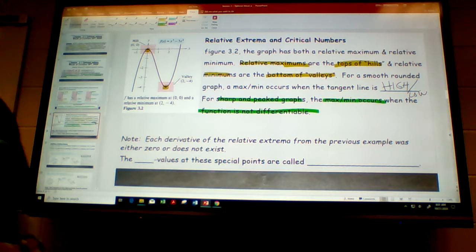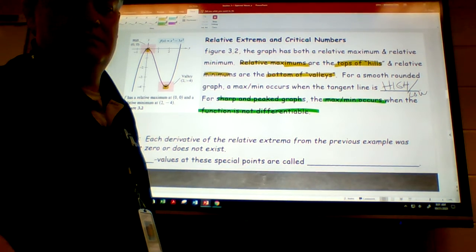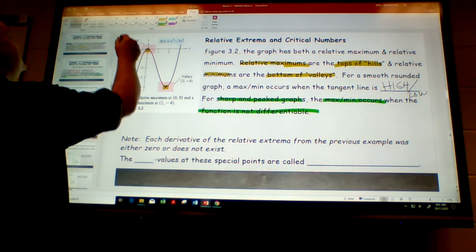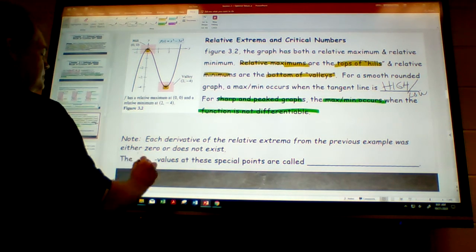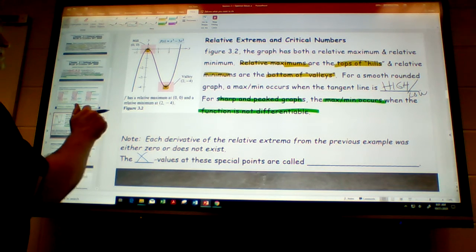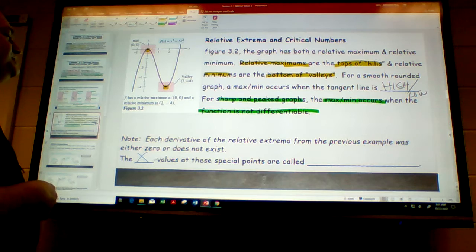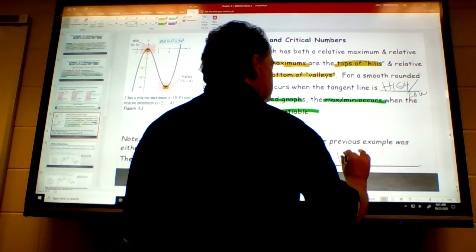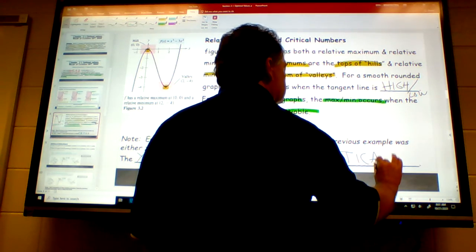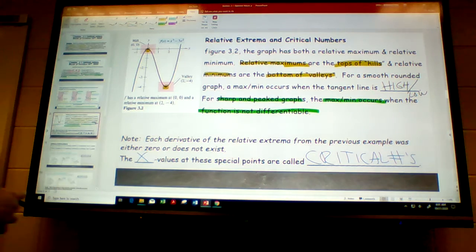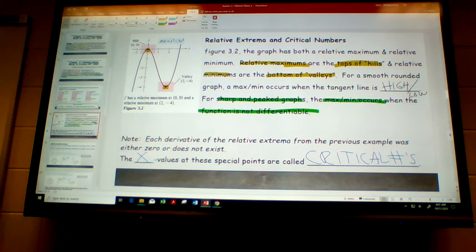Now, one thing I do want you to note, and this is very important: the x values at these special points where the derivative is either 0 or it does not exist are called the critical numbers. And that's what we're going to talk about throughout the rest of this particular topic.